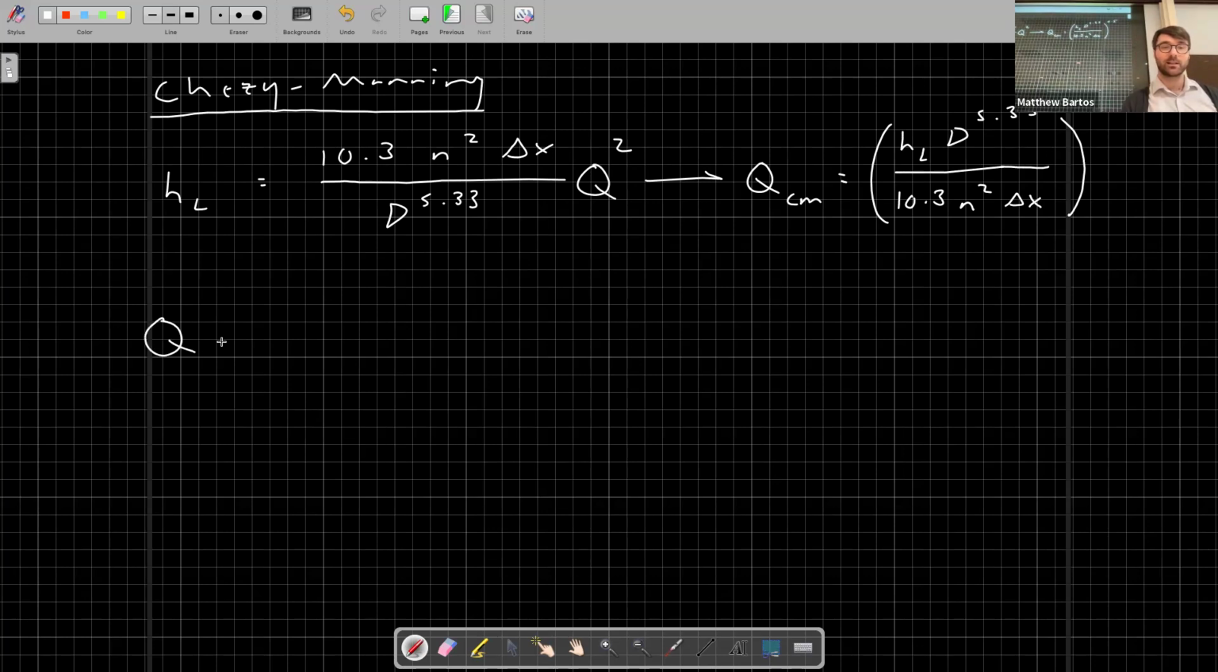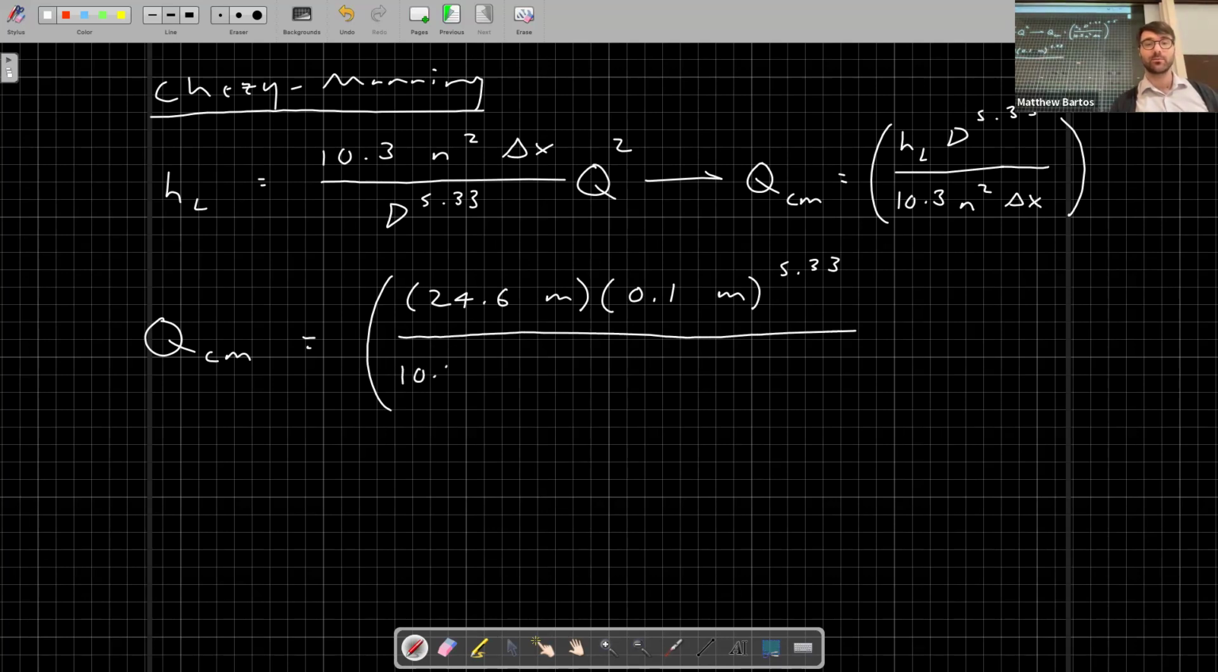So let's go ahead and substitute values. We have that our discharge from the Chezy-Manning equation is equal to, our head loss is equal to 24.6 meters, just like before. Our diameter is 0.1 meters, just like before, raised to the 5.33 power. We're going to divide by 10.3 times our roughness squared times the length of the pipe, which is 200 meters, and we're going to raise this entire expression to the 1/2 power.